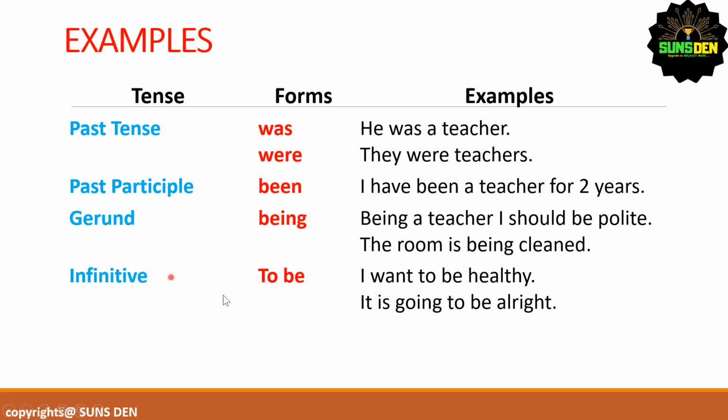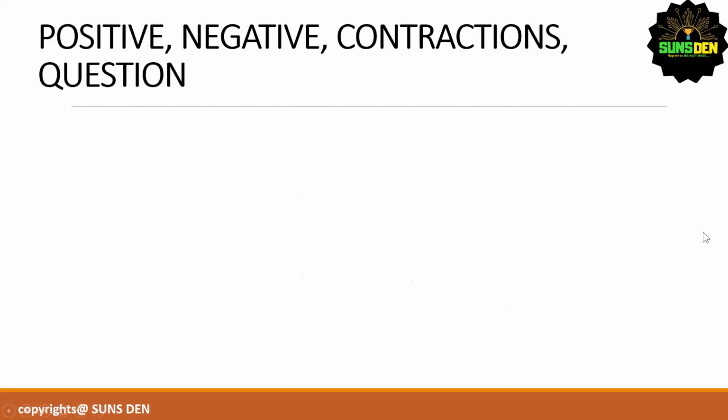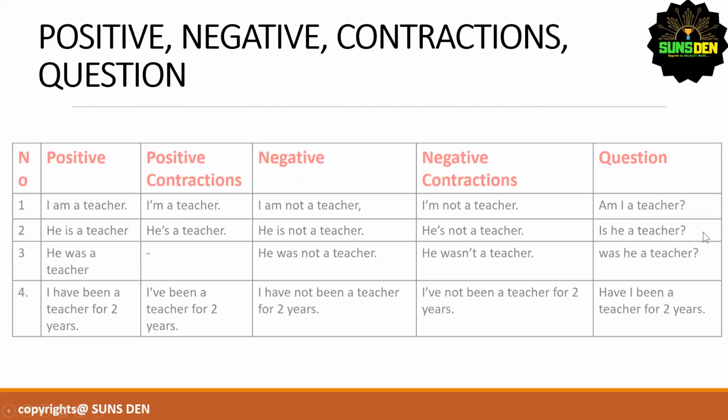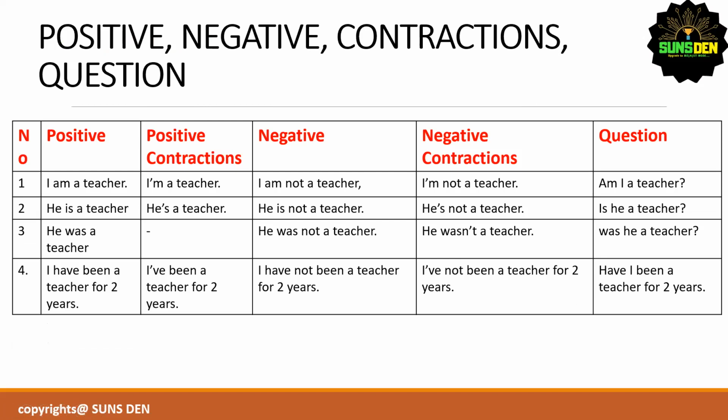Now coming to the infinitive, which is the to be format, I want to be healthy. It is going to be all right. Okay, now let's move to the next, where we are going to see the positive form and positive contraction, negative form and negative contraction. Finally, question format. Let's take an example.